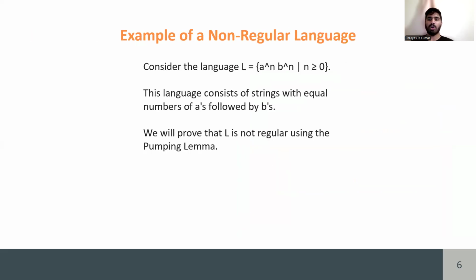An example of a non-regular language. Consider the language L equals a^n b^n such that n is greater than or equal to 0. This language consists of strings with equal numbers of a's followed by b's. We will prove that L is not a regular language using the pumping lemma theorem.